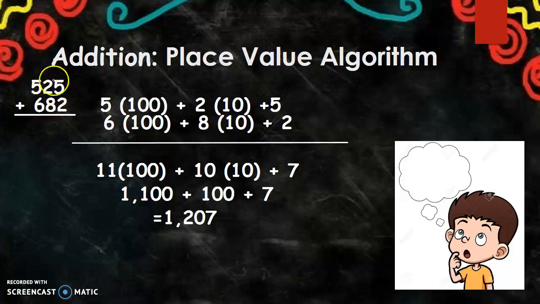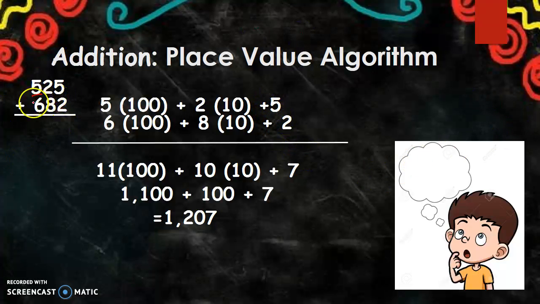As you look over here, we have 500 in the hundreds place. So we're going to take 5 right here, and we're going to multiply it by 100. And then we'll look at our tens place. In our tens place, we have a 2. So we're going to multiply that by a 10. And then our units we'll just add at the end, so plus 5.